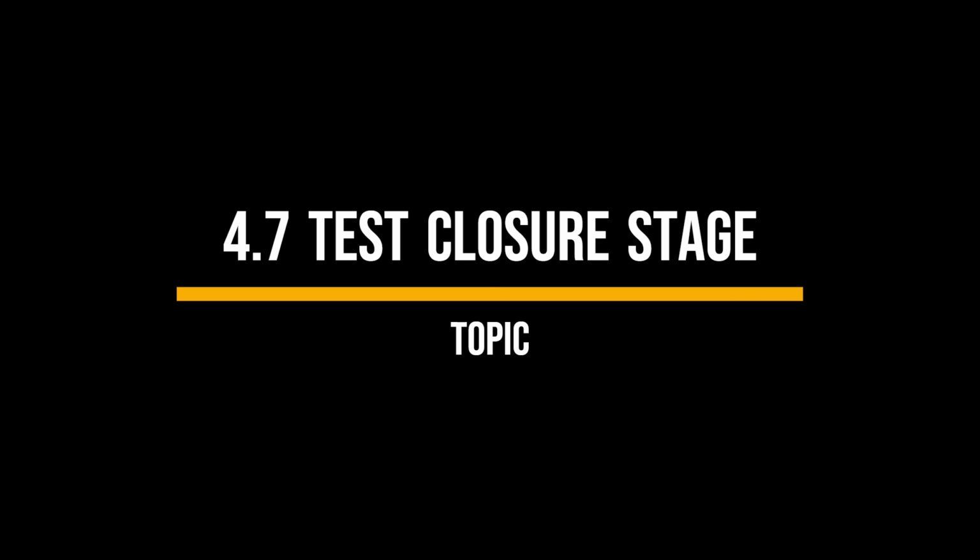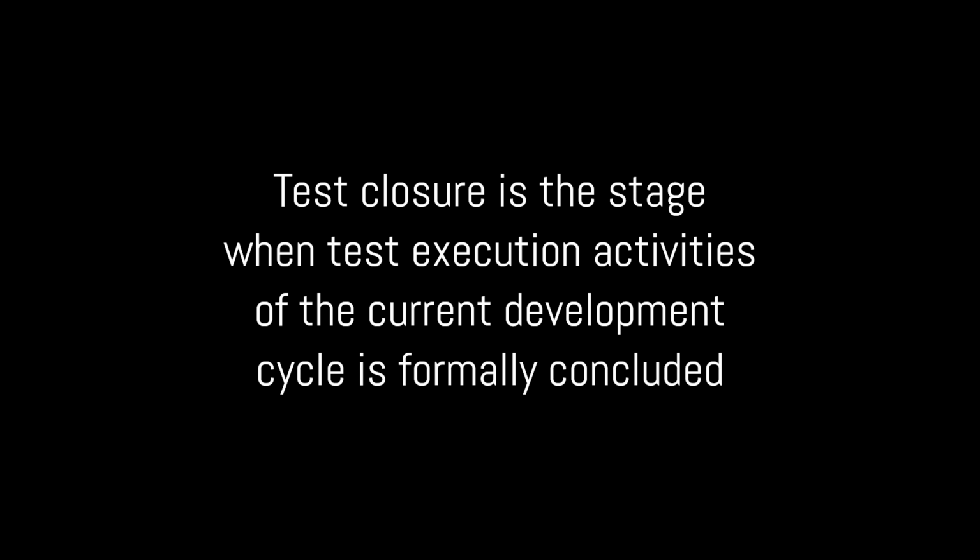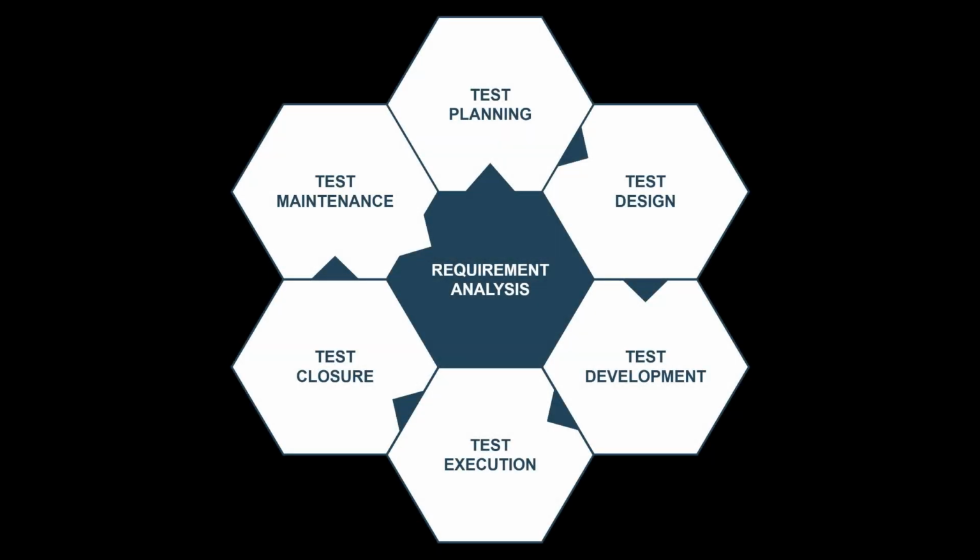Test closure stage. Test closure is the stage when the test execution activities of the current development cycle are formally concluded. The main purpose of the test closure is to evaluate and assess the overall effectiveness and efficiency of the test execution stage. Test closure also allows to document the executed tests' outcomes, gathering them in a test results report, and to store the test artifacts, keeping them for future reference.